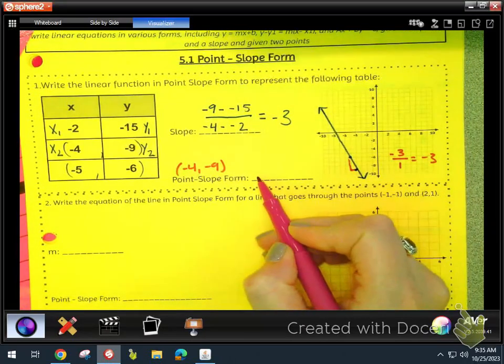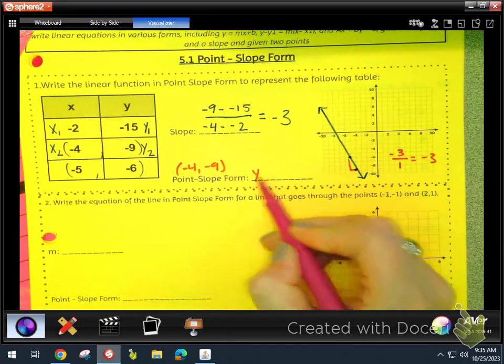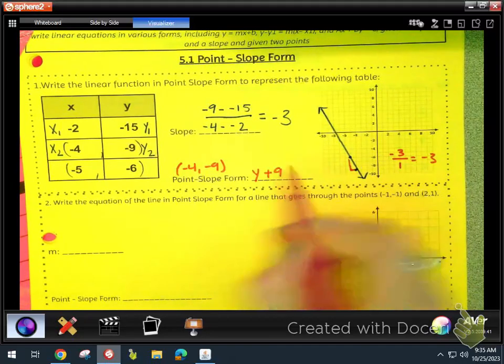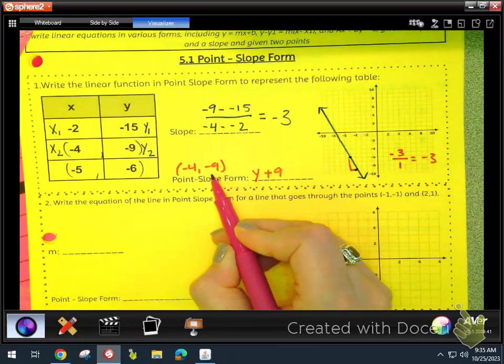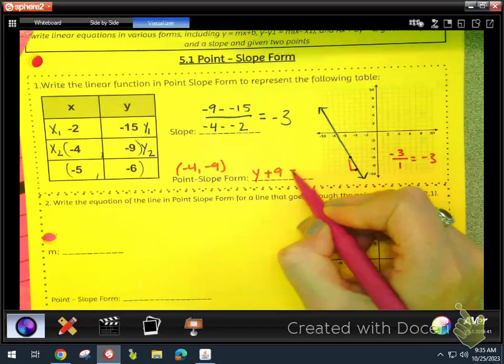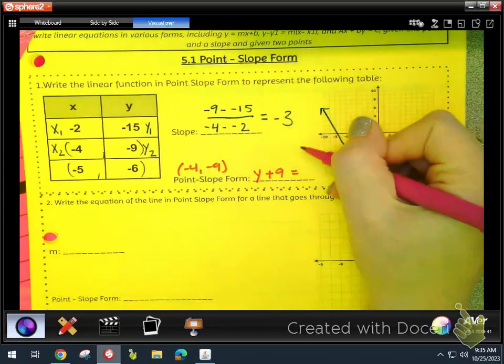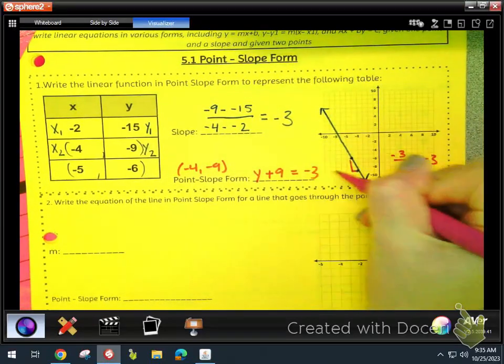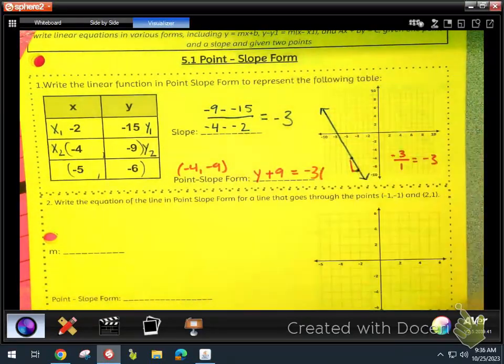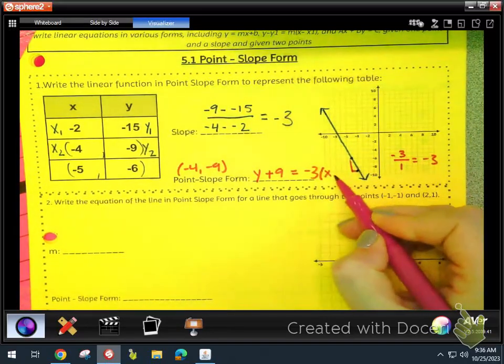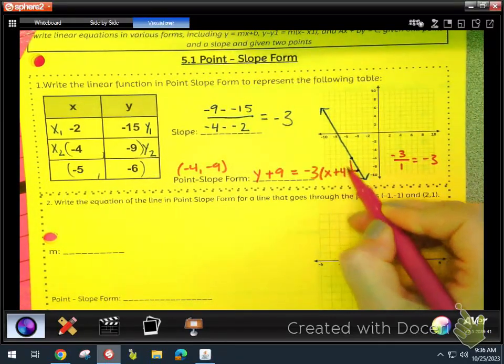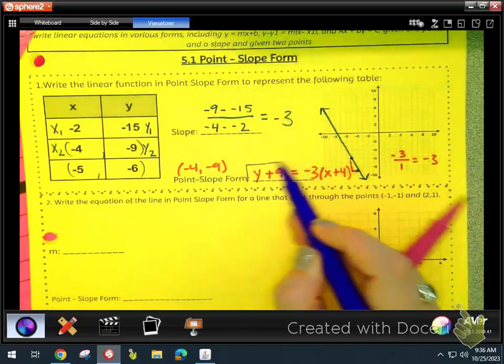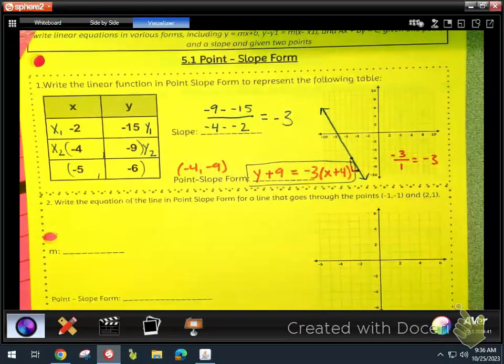Point slope form. y + 9. Why is it +9? Because minus a negative. Equals, what's our m? -3, which we calculated 2 ways. Parentheses, x + 4. Ooh, running out of room. Here's my point slope form, and you only have to write it one way.